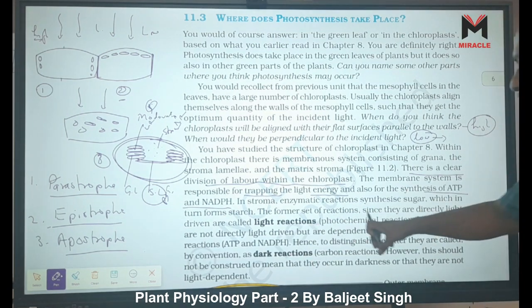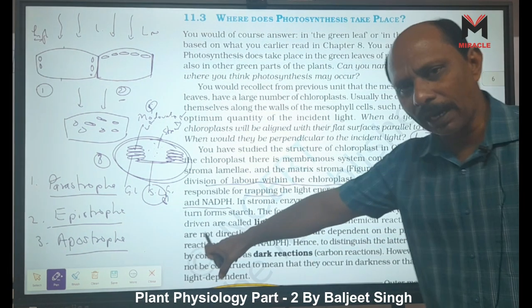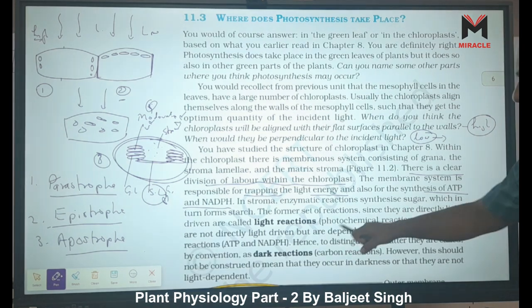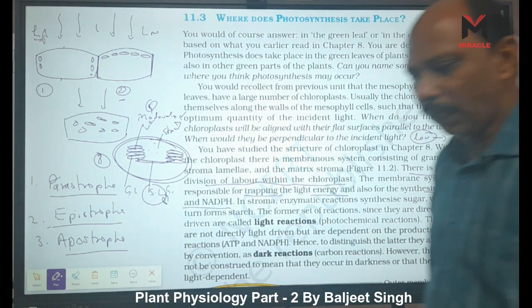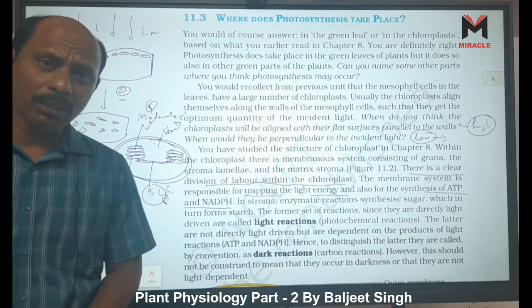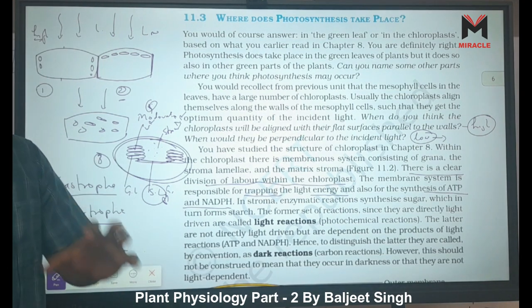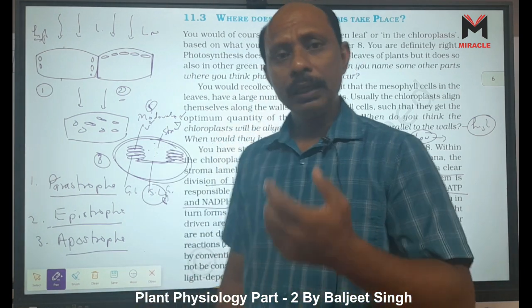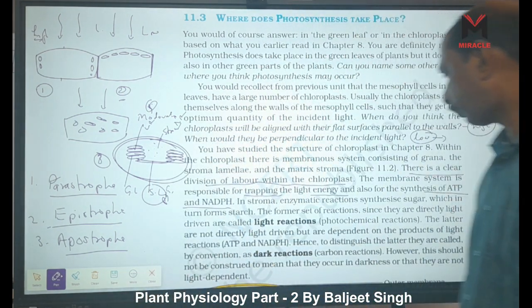The former set of reactions, since they are directly light driven, are called the light reaction or photochemical reaction. Why are they called photochemical reactions? Because sunlight, that is photons, is converted into chemical energy.